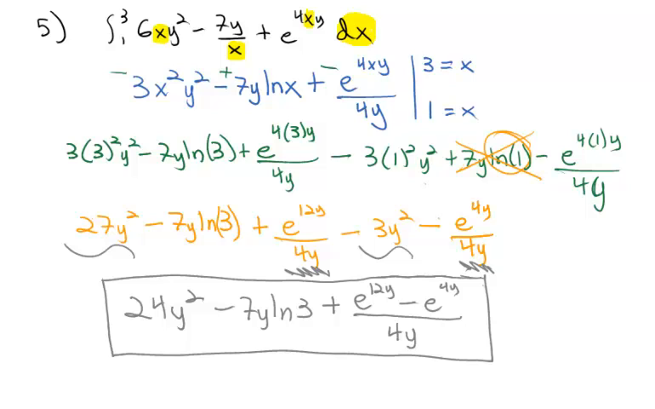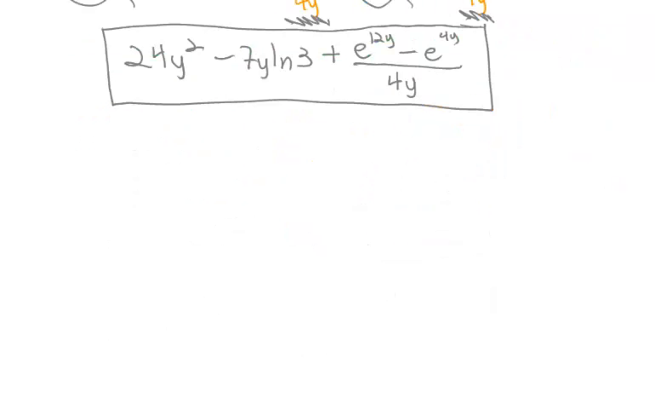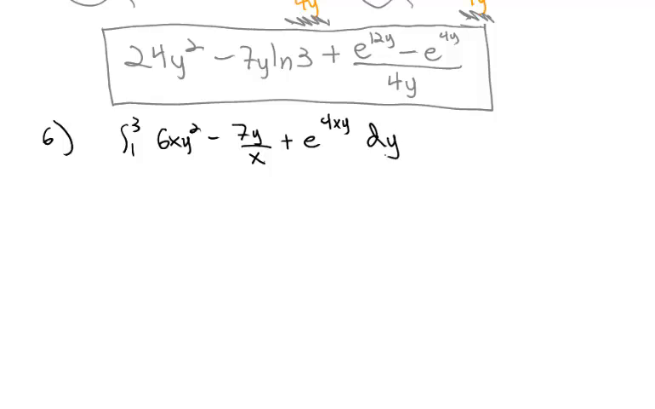Notice when it's a definite integral and we put in those limits, the variable we're looking for has disappeared completely. The x has disappeared completely, but the y's are still there. Well, notice the same thing happened when we do the same problem. Integral from 1 to 3 of 6xy squared minus 7y over x plus e to the 4xy, and we take it dy instead of dx. Now you're going to expect all the y's to go away, because we're going to treat the y's like our variable. Everything else is a constant.